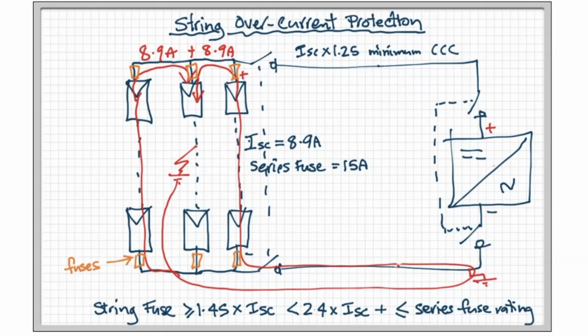Okay, there's a few more questions. CR asks, why use fuses at both sides of the string and not only one? Because we don't know which way the fault will flow. So I've shown the earth fault near the inverter on the negative leg of the inverter. If it was on the positive leg, the current will flow the other way. So we just don't know exactly where the current path will be.